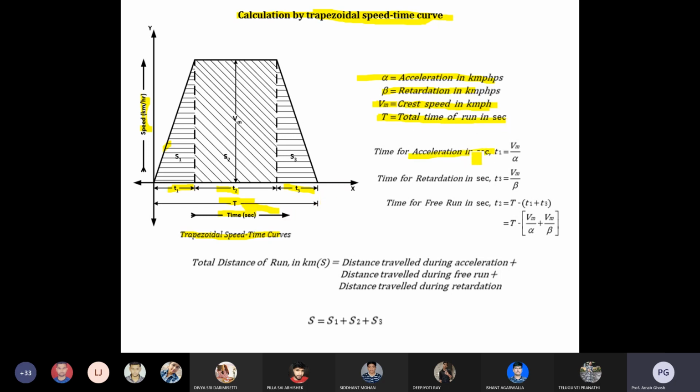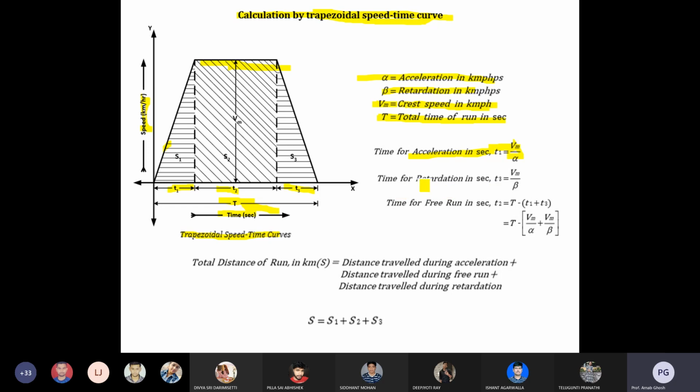The time for acceleration is simple. You know that on the y-axis it is V, the speed, and V equals at. So for the first one, V maximum, that's why it is called Vmax, the crest speed. So V equal to Vm equal to alpha into T1. So what is the value of T1? T1 equal to Vm by alpha. I hope all of you are able to understand. If any confusion is there, please let me know, and I will discuss again.